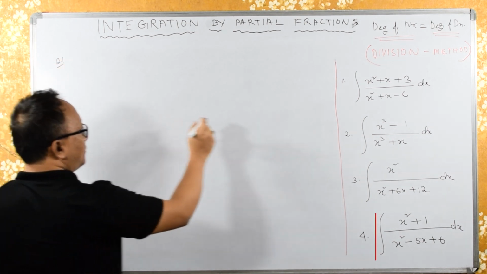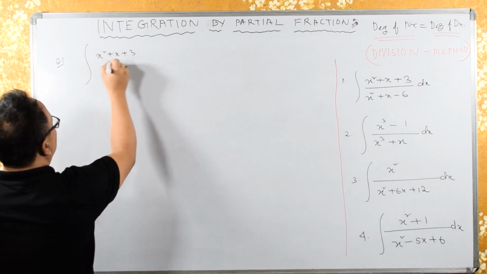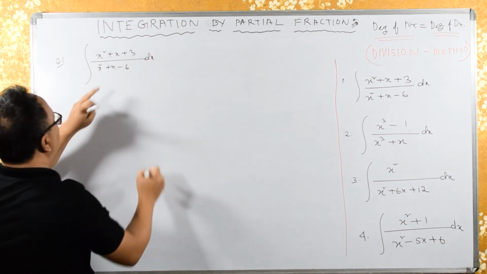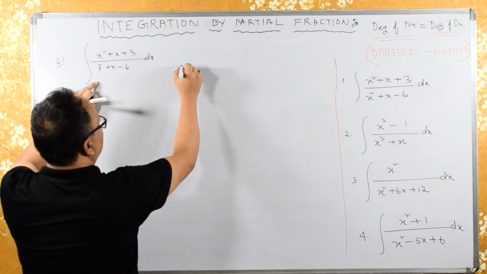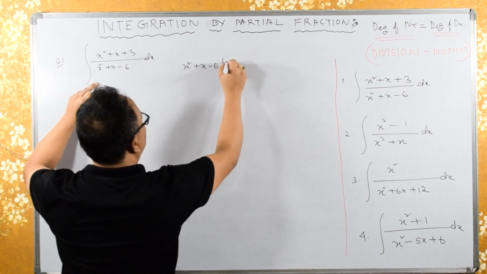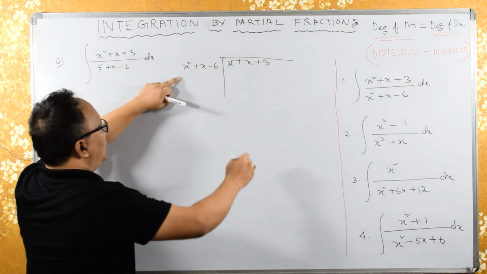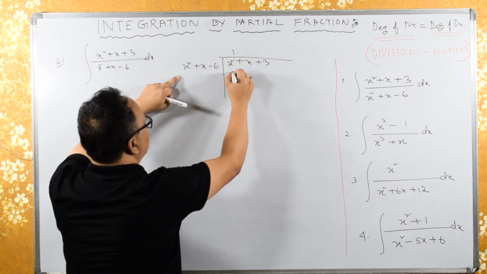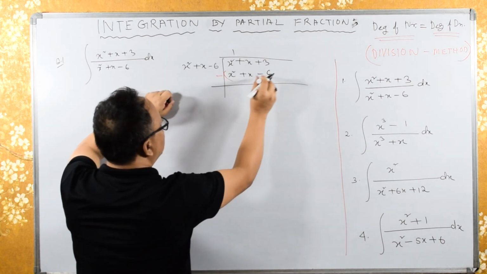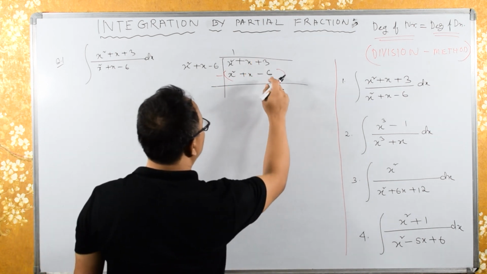What we have is the integral of x square plus x plus 3 upon x square plus x minus 6 dx. Let's consider, you have to divide by this, using the simple division algorithm. Here we have x square plus x plus 3, divided by x square plus x minus 6. If I multiply 1 here, I will get x square plus x minus 6. If I subtract, x square gets cancelled, x gets cancelled, and what I have is plus 9.